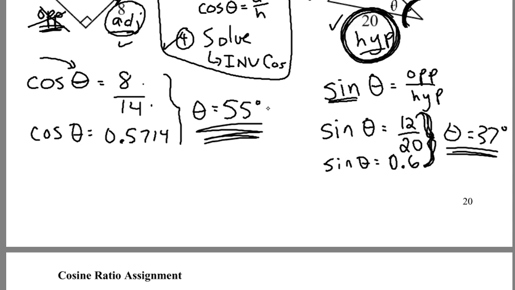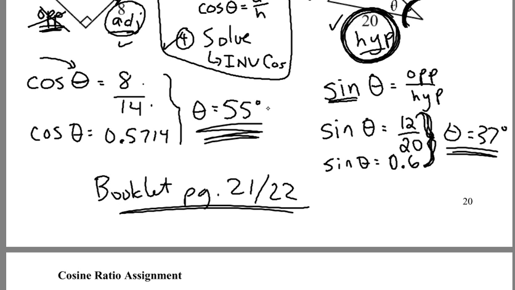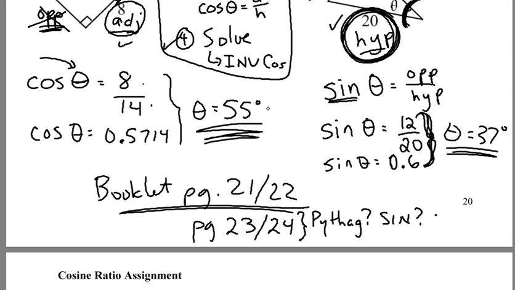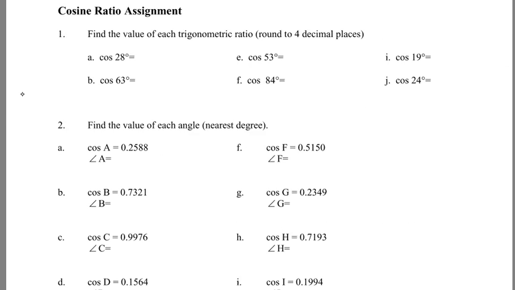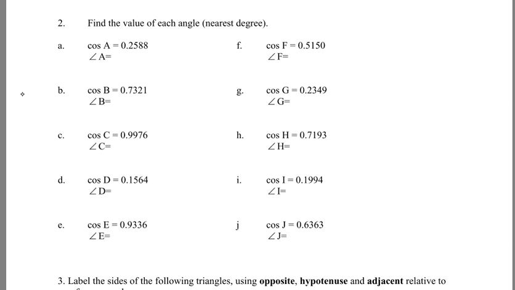Your assignment for this is booklet, page 21 and 22, focusing on cosine. But then you have pages 23, 24 as well in the booklet. These questions require you to decide, can you use Pythagoras? Is it just two sides to find the third? Do you use sine, or do you use cosine? Great questions that you have to choose now and think a little bit of what to do.